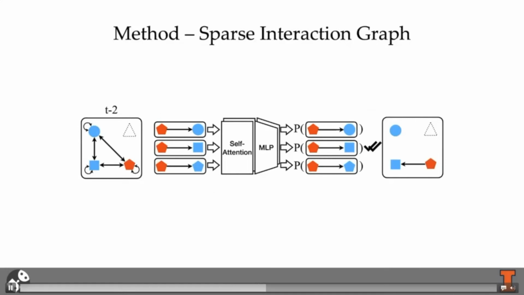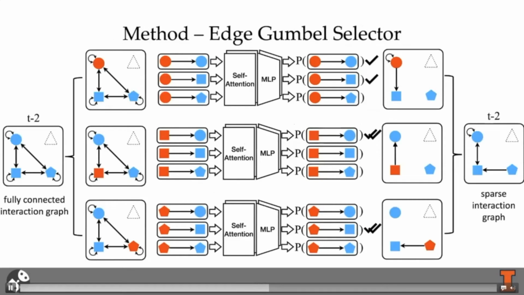We do the same edge generation step for the last node. And then we add the generated edges together and we get a sparse interaction graph at t-2. We name this edge generation module the edge Gumbel selector, and these steps are parallelized.